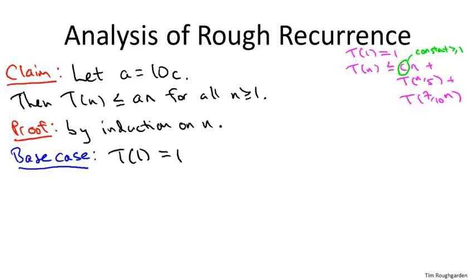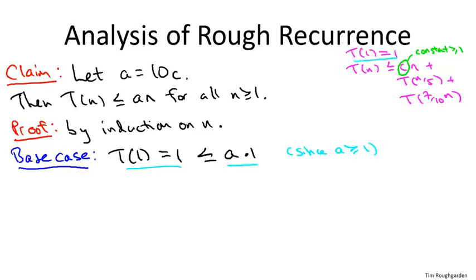So we're trying to prove that T of n is at most a times n for every n. When n equals 1, if we just substitute, then what we're trying to prove is that T of 1 is at most a times 1, also known as a. And we're given that T of 1 is 1. That's the base case of the recurrence that we're given. So that's what we're using here. What we want to be true is that this is at most a times 1, but it is.